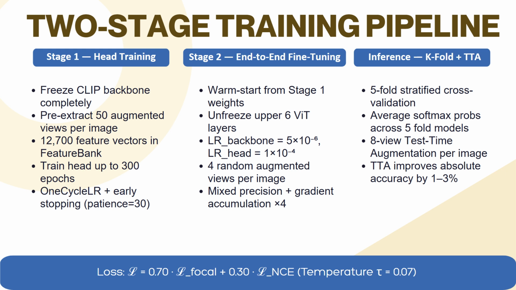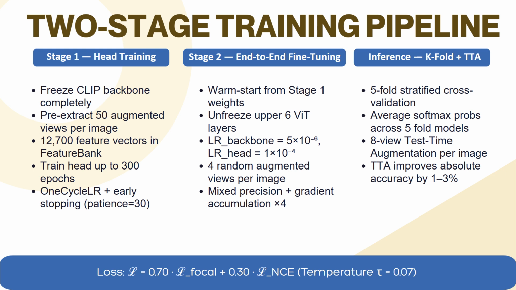patience 30. In stage 2, we warm start from stage 1 weights and unfreeze the upper 6 ViT layers for end-to-end fine-tuning. We use a differential learning rate: 5 times 10 to the -6 for the backbone and 1 times 10 to the -4 for the head. Mixed precision training and gradient accumulation by a factor of 4 ensure stability with small batch sizes.